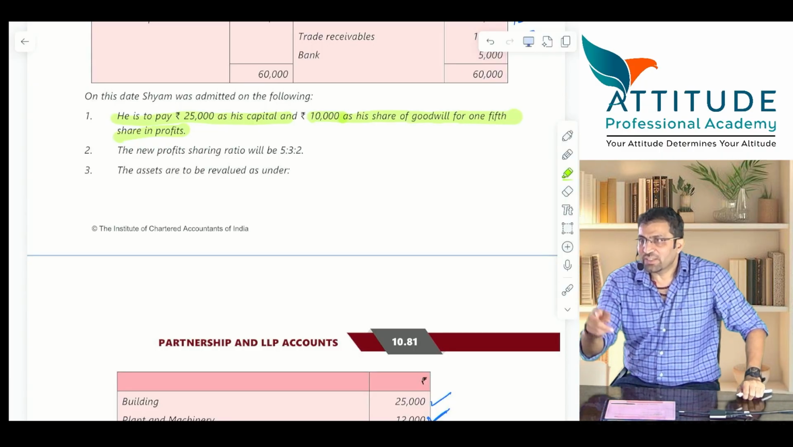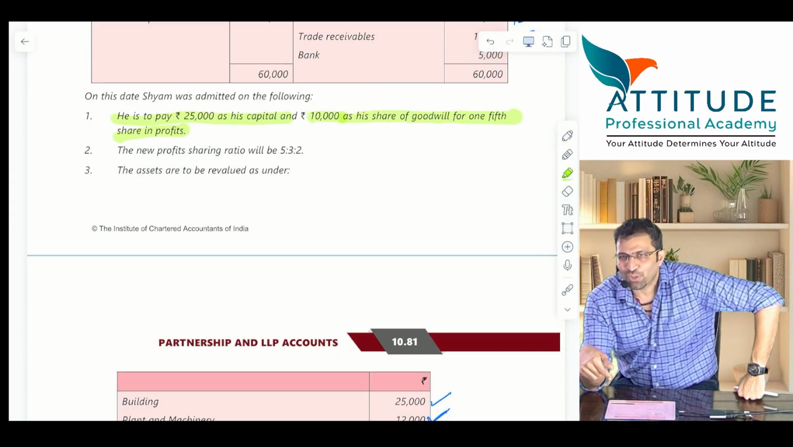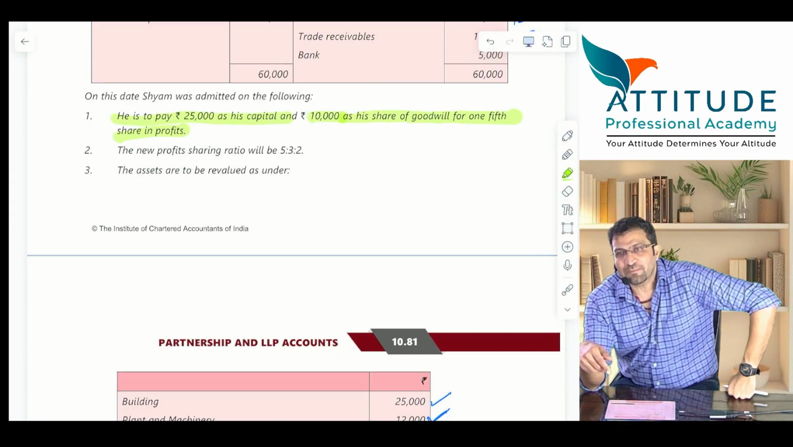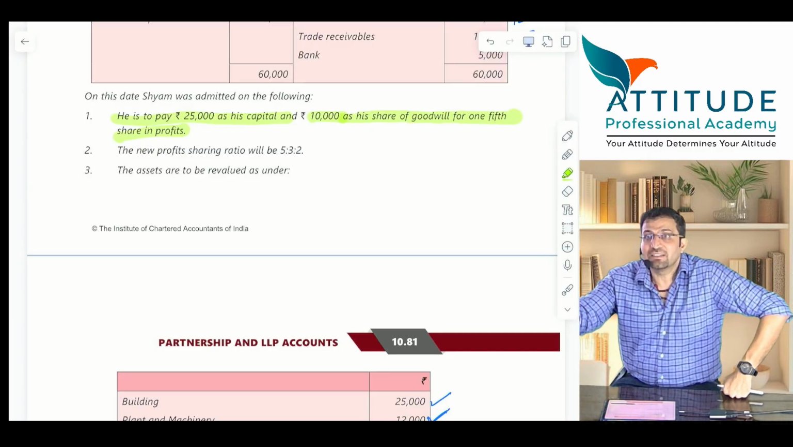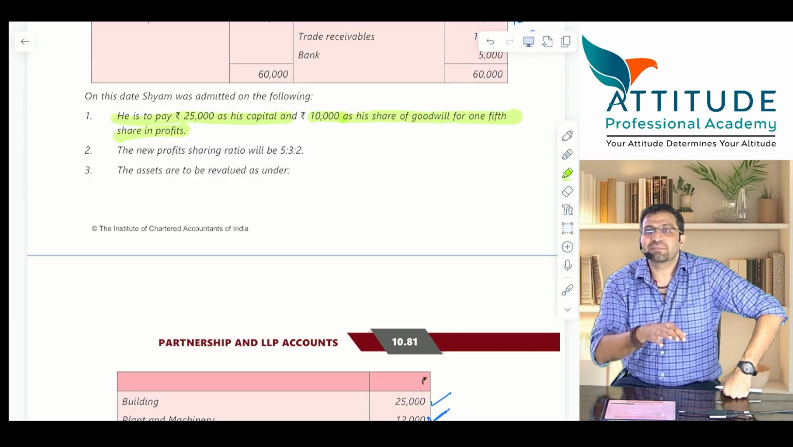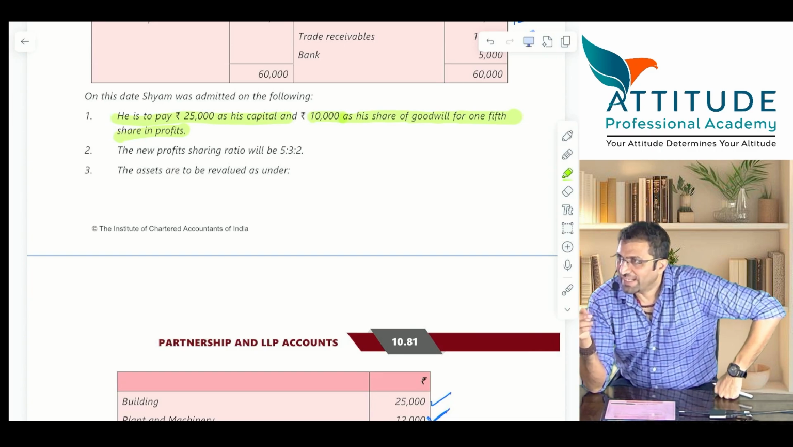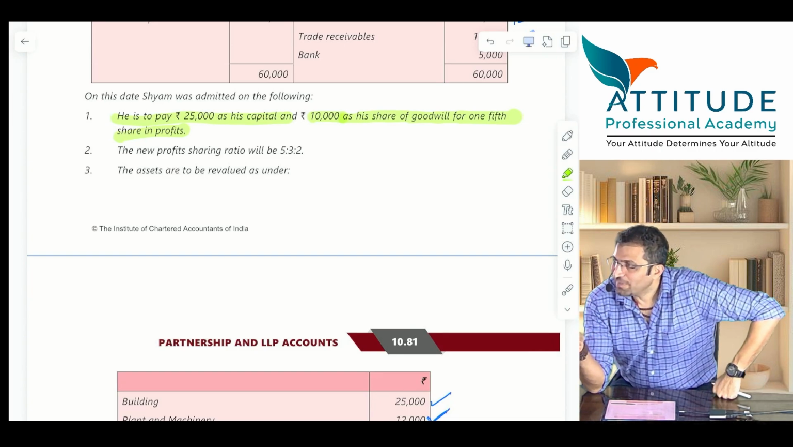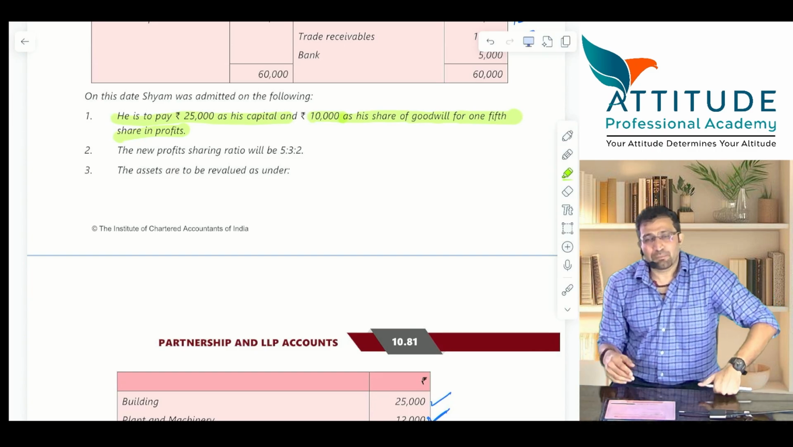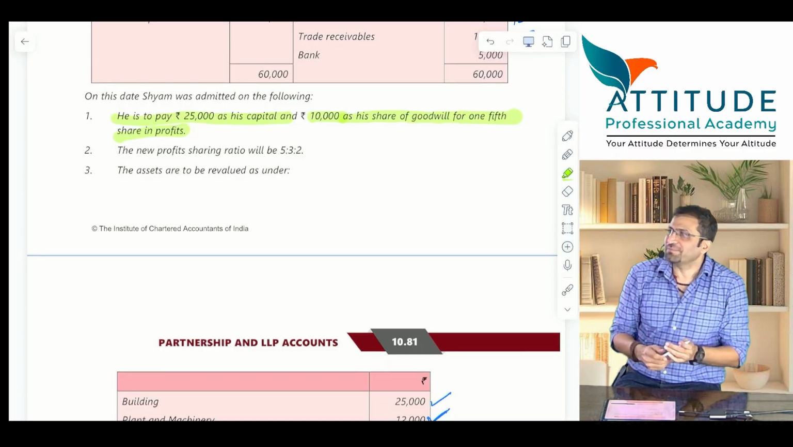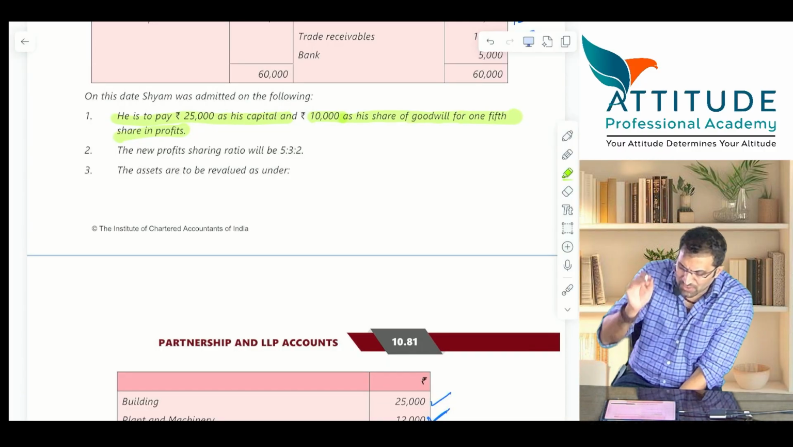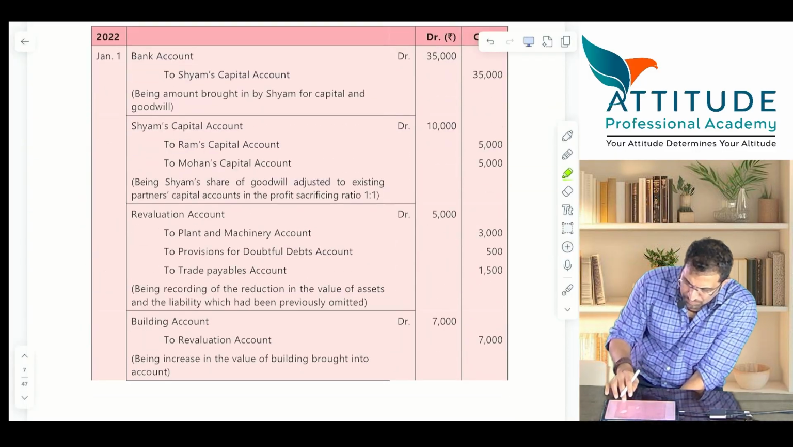Now tell me, you can find out firm's goodwill also. They can ask you a question. Find out firm's goodwill. What is firm's goodwill? 50,000. Very good. Because 10,000 is 1/5. For 1 full it is how much? अरे समझ में आया? So 10,000 into 5 is 50,000, firm's goodwill. But he doesn't bring in firm's goodwill. He will bring his share. His share is 1/5. Understood? So 10,000 is brought in cash. Entry.